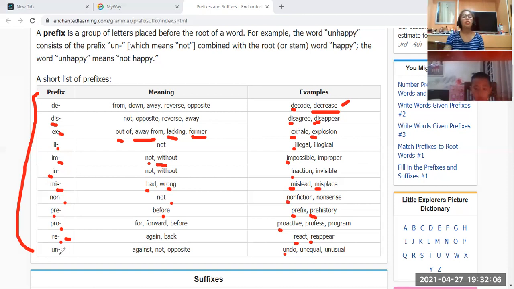Another is un. What do you mean by the prefix un? It means not, against, opposite. Examples are undo, unequal, unusual.